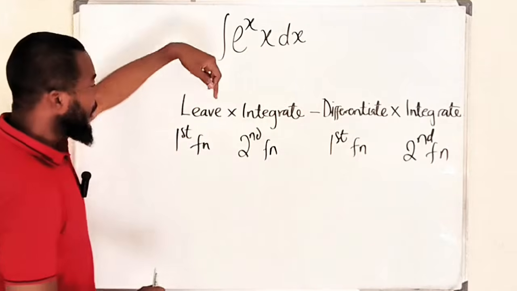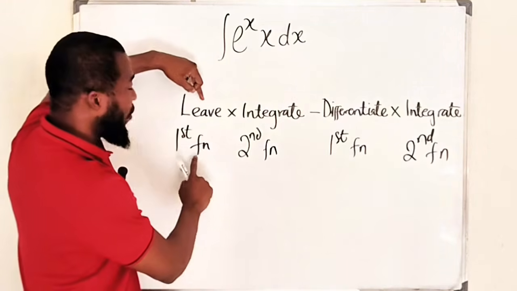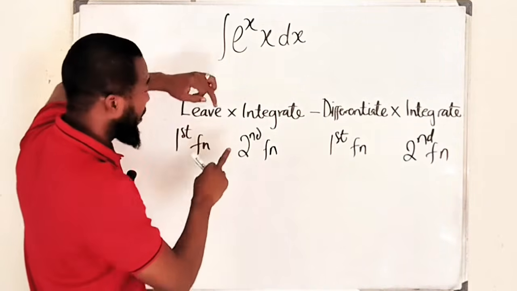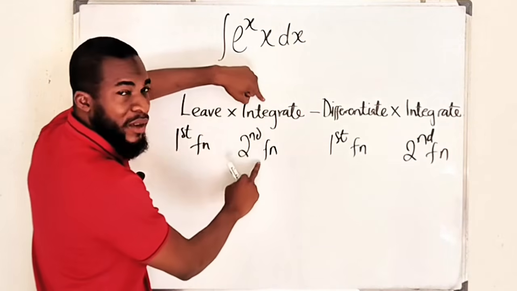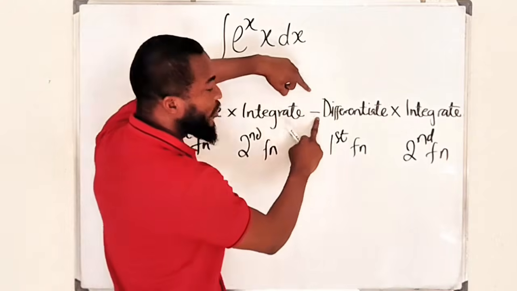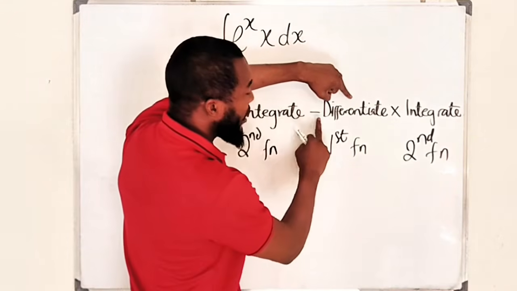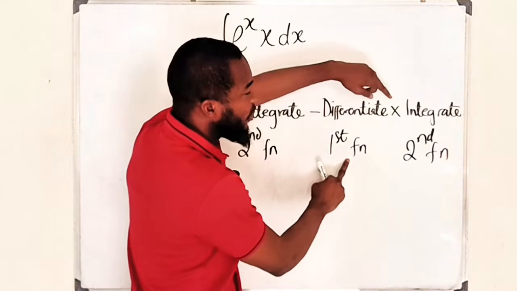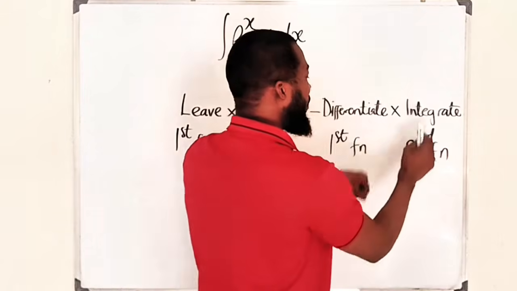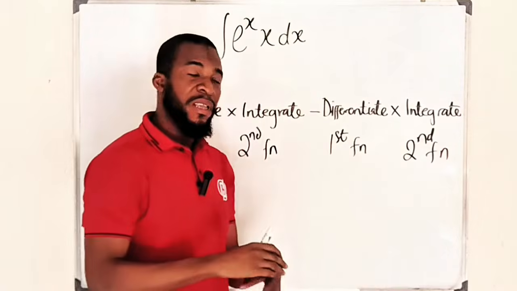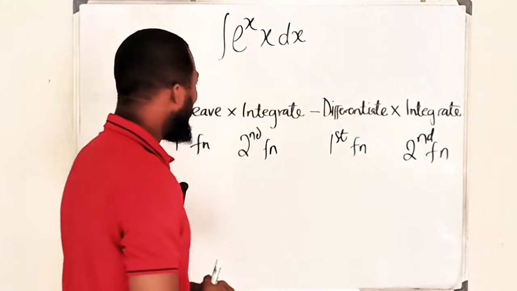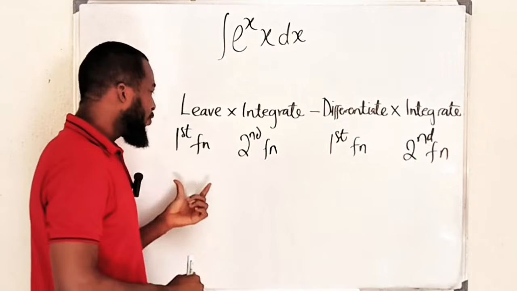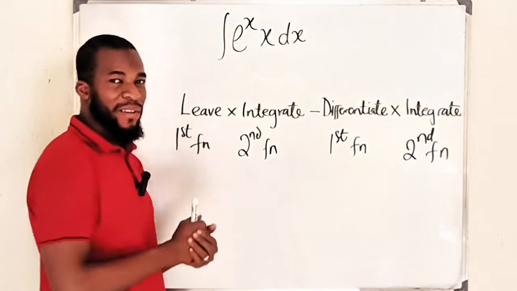You should leave the first function constant. You multiply by, you integrate the second function, you subtract, you differentiate the first function, you multiply, you integrate the second function. If there is need for simplifying, you do that and you're good to go. But the problem is, which function should we leave first?